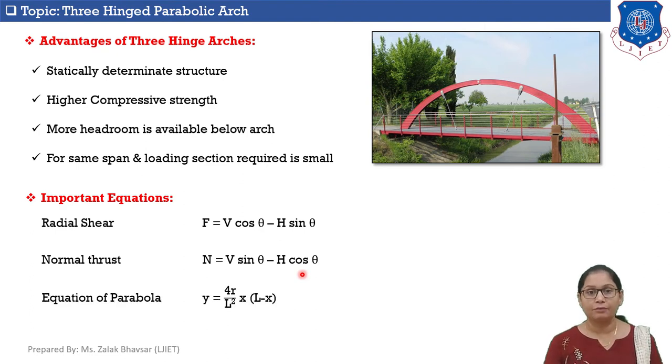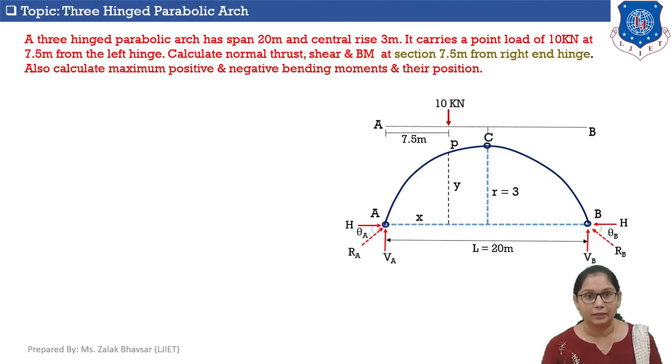Now here is the equation of the parabola. Y is equal to 4r upon L square into x into bracket L minus x. So we need to remember all these three equations for calculating our numerical. Now let's solve a numerical.